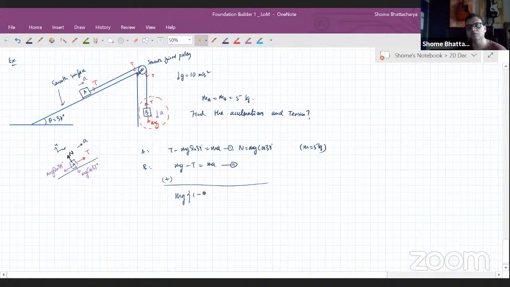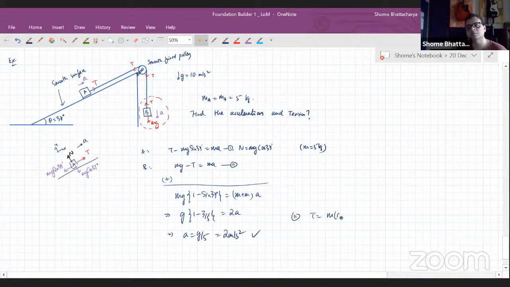So we have mg into 1 minus sin 37 is equal to, now on the other side when you add, it's this much. So g into 1 minus 3 by 5 is equal to 2a. So you get the acceleration as g by 5, 2 meters per second square, and then substitute in the second equation. So T is equal to m(g minus a). So 5 into 10 minus 2. So 40 newtons. That becomes the tension.